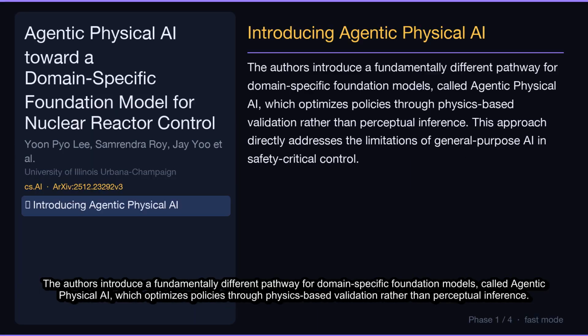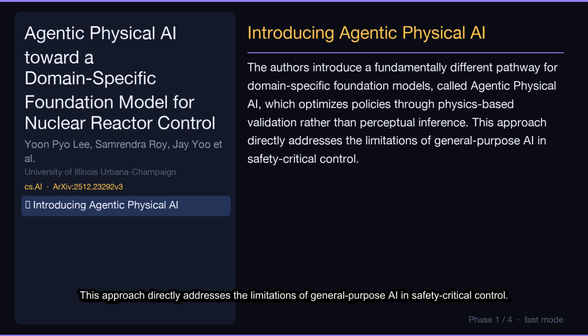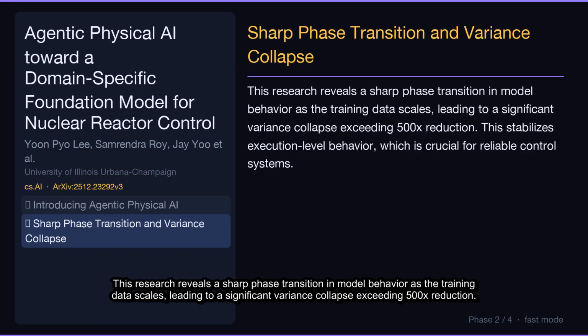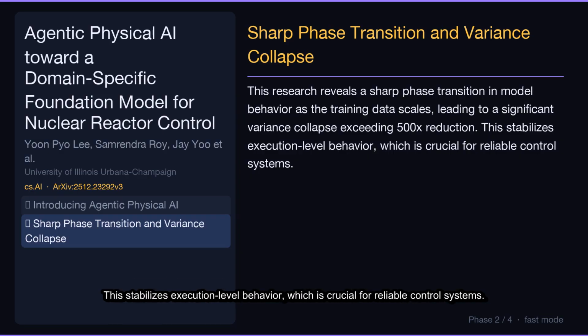The authors introduce a fundamentally different pathway for domain-specific foundation models, called Agentic Physical AI, which optimizes policies through physics-based validation rather than perceptual inference. This approach directly addresses the limitations of general-purpose AI in safety-critical control. This research reveals a sharp phase transition in model behavior as the training data scales, leading to a significant variance collapse exceeding 500x reduction. This stabilizes execution-level behavior, which is crucial for reliable control systems.